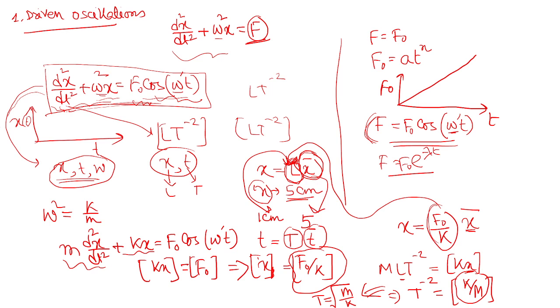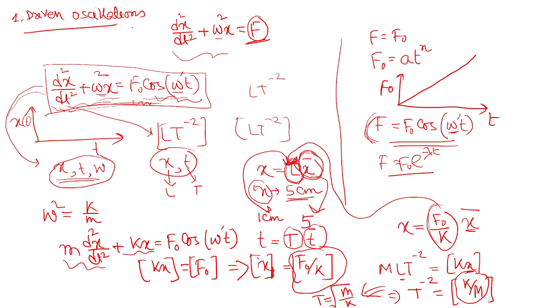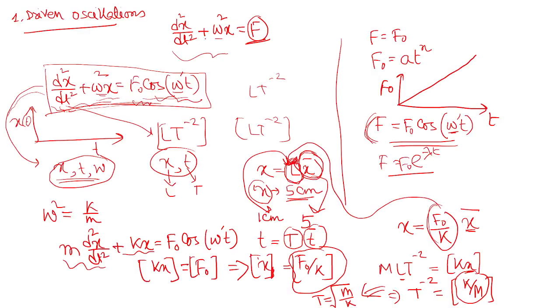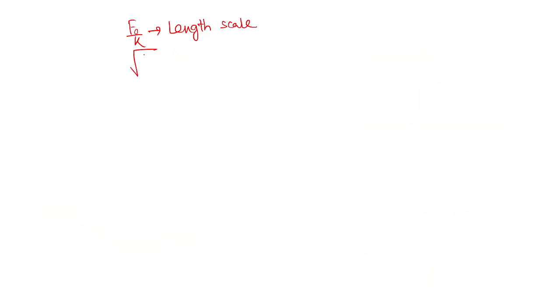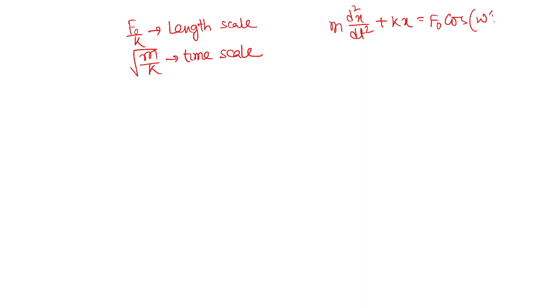Okay, so we have identified our length scale in the problem. One is f0 by k, which is our length scale, and the time scale is root under m by k. And our given differential equation is m d2x by dt square plus kx equal to f0 cosine of omega prime t.